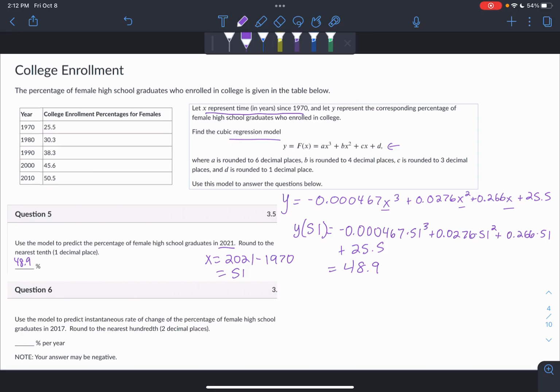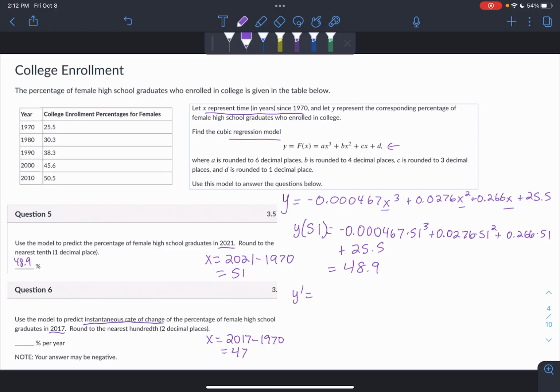And this next question, it's asking to predict the instantaneous rate of change. So whenever you hear those words, you should think automatically derivative. So we're going to need y prime. And let's see, we want to know this in the year 2017. So we're going to do x is equal to 2017 minus 1970. And this gives us 47 years in between. So we eventually want y prime of 47.